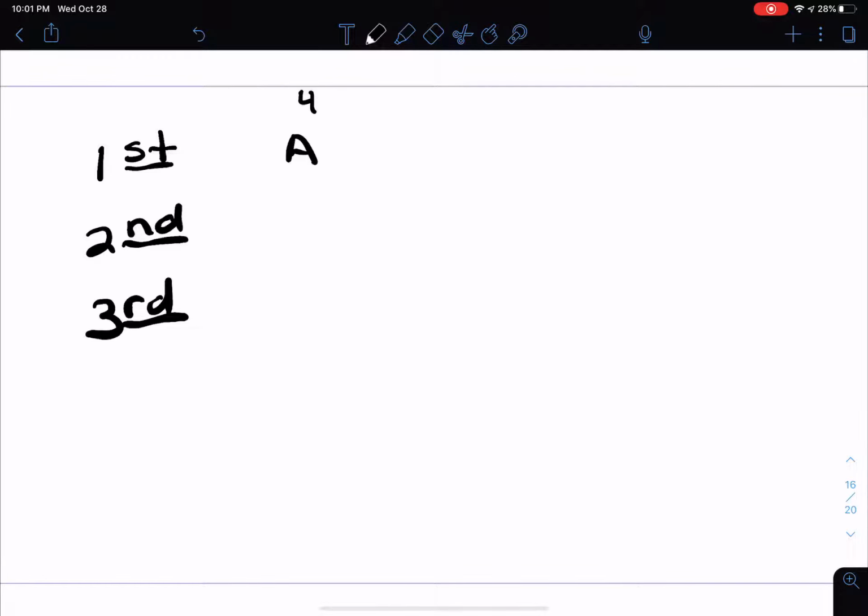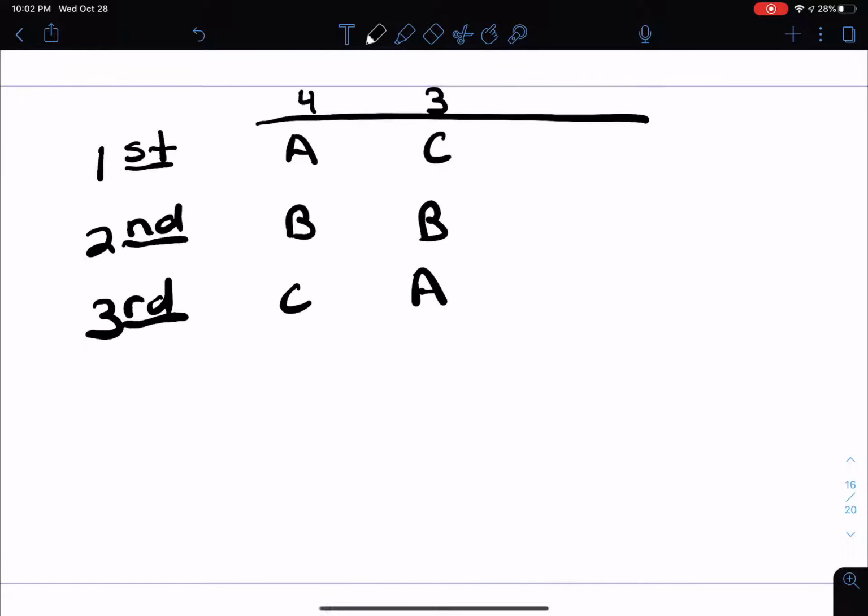All right. So we have another preference table. You're going to get sick of preference tables by the time this is over. But you should be a pro at them by the time you get to your test. First, second, and third place votes. We have 4 voters that ranked A, then B, then C. We have 3 voters that ranked C, B, and A. And we have 3 voters that ranked B, C, A. So we have 10 voters.